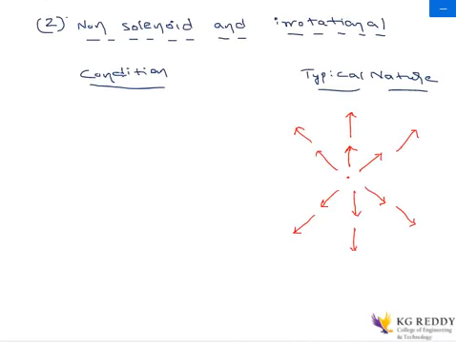The other one is a non-solenoid and irrotational. First of all, we'll write the same conditions: for the divergence, del dot f bar, and the curl equation, which is del cross f bar. One is the dot product and the other one is a cross product. Let us again start from here.